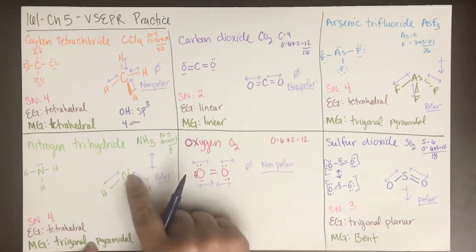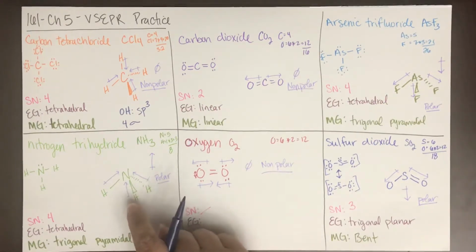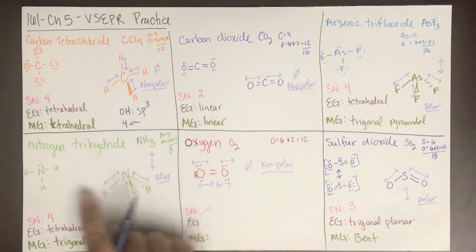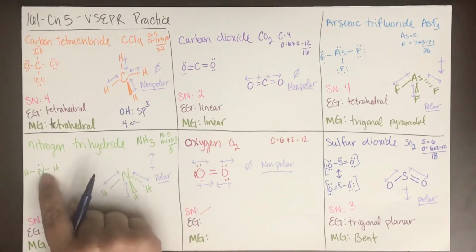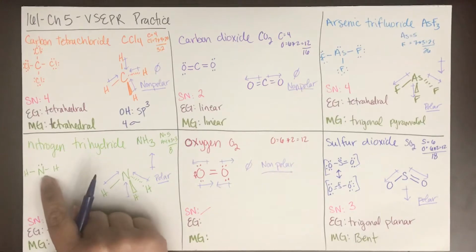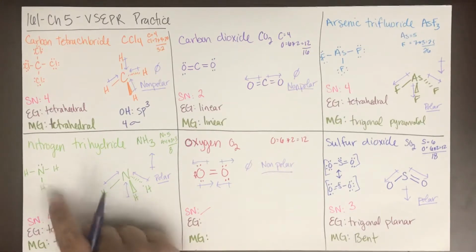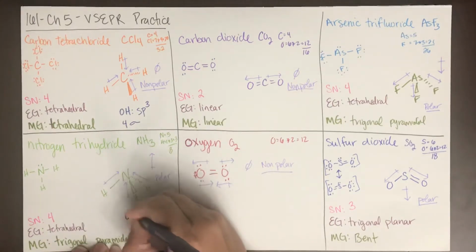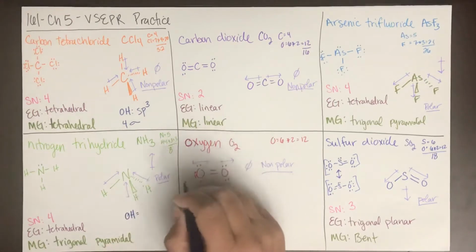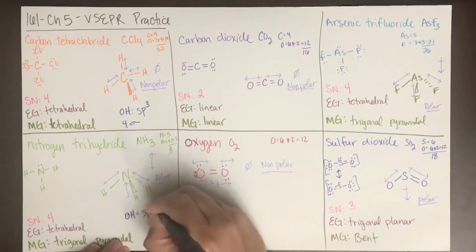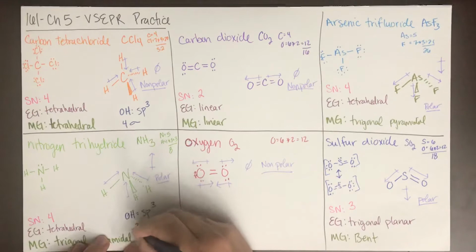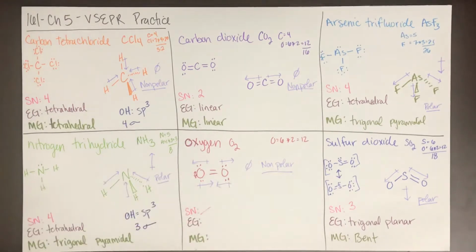Okay, let's look here. Here I have 4 regions of electrons around this NH3. So that means my orbital hybridization, again, is going to be sp3. And here I have 3 sigma bonds, 3 single bonds.